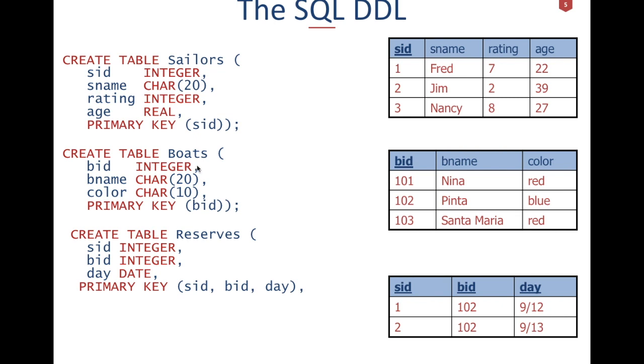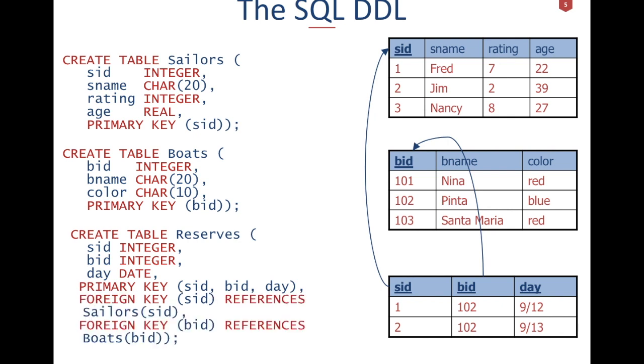We also create table boats with BID, boat ID, boat name, and color, and we specify the primary key. And table reserves: we're specifying here in table reserves that the three keys are actually the primary key. Now we want to have two foreign keys, which are the SID and BID, that relate table reserves to table sailors and table boats. In order to do that, we have to add foreign keys.